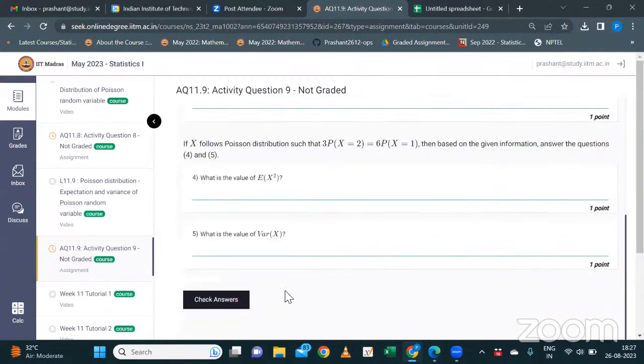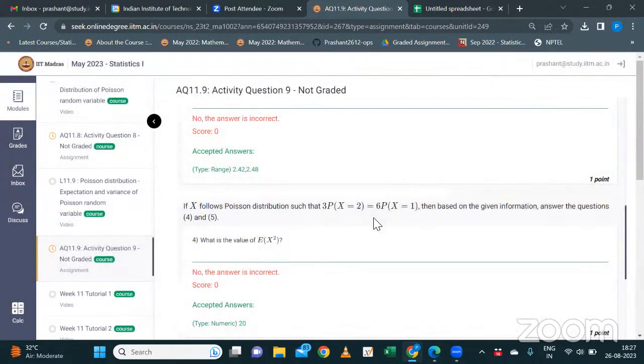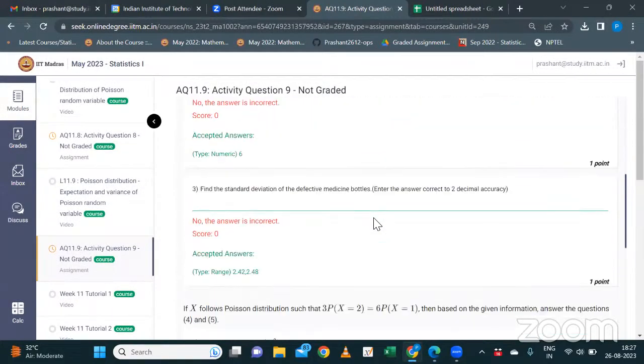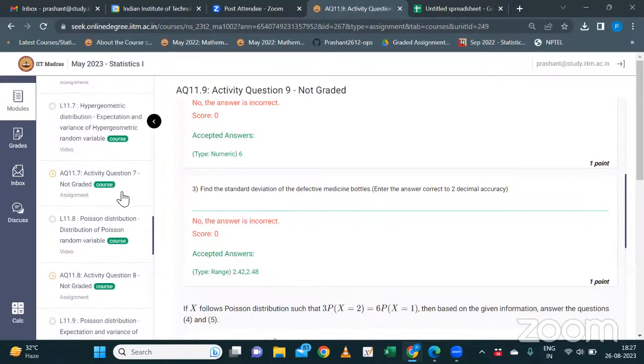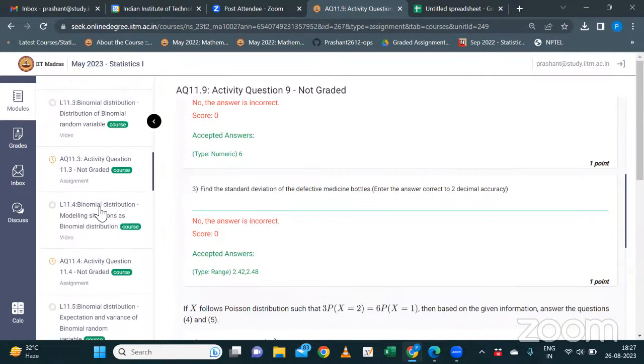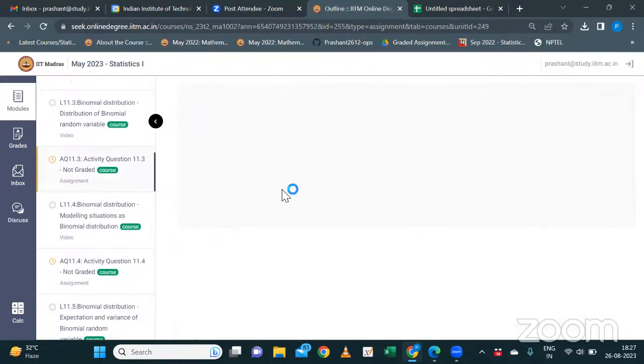Let me check the answer whether it's correct or not. So yeah, it's 6, and if you take the square root of 6, you will get root 6. Okay, yes, sir. It's clear. Someone was asking 11.3. Poisson distribution is clear? Yes, sir. Okay, 11.3, question number 5.